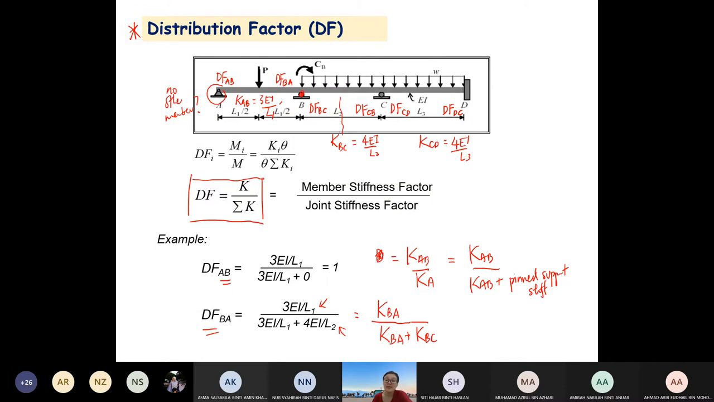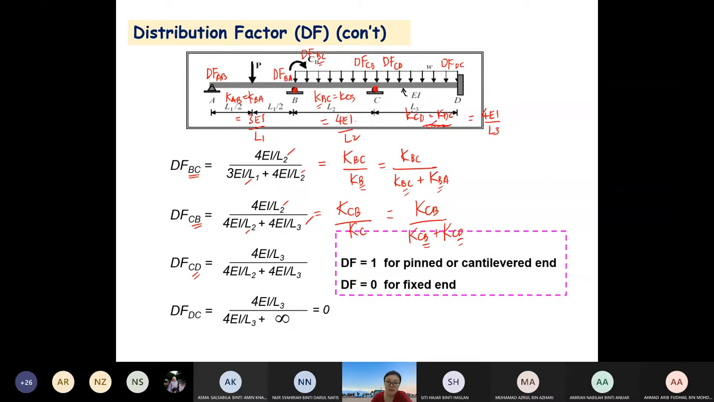So you know that the pin support will still allow for the rotation. Therefore, for the pin support, the stiffness is zero. So for this end with pin, the DF will always be equal to one. If you cannot remember equal to one, just remember that for pin or roller support, the stiffness is equal to zero. So how about when the support is fixed, like at D?